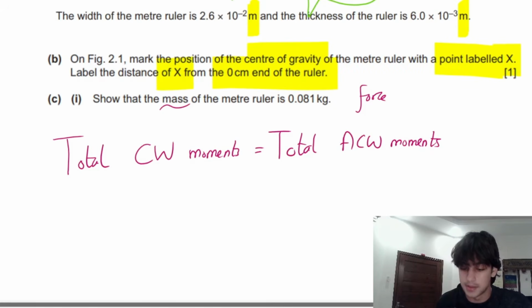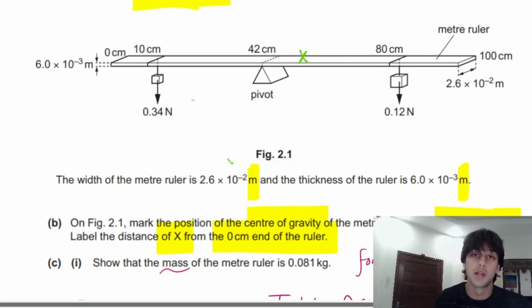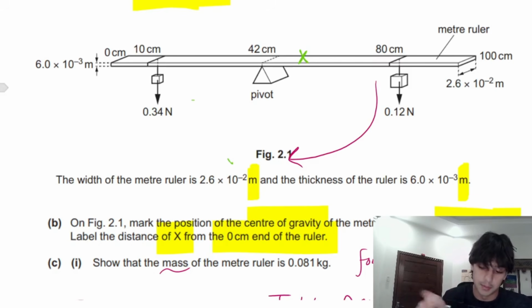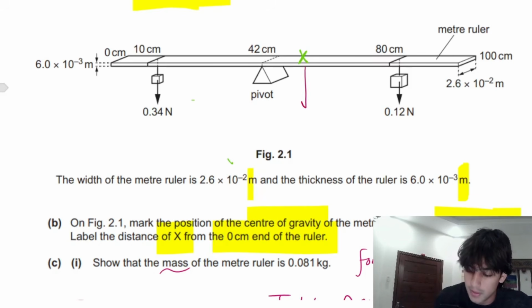So we're going to start off by saying that the total clockwise moments is equal to the total anti-clockwise moments, the ones that are moving from the right to the left side. Like this is a clock. If you imagine a clock, it's moving clockwise. So we can see that there's only two forces over here. We're going to have the weight acting, and we're going to have the force over here.